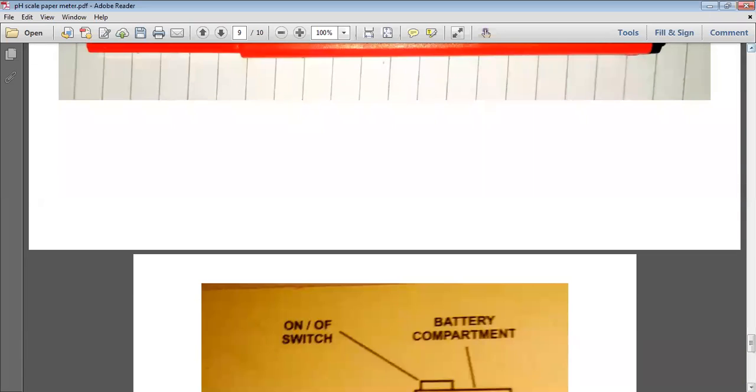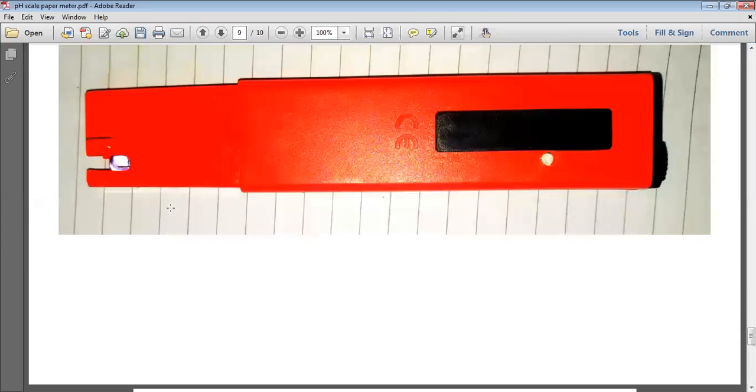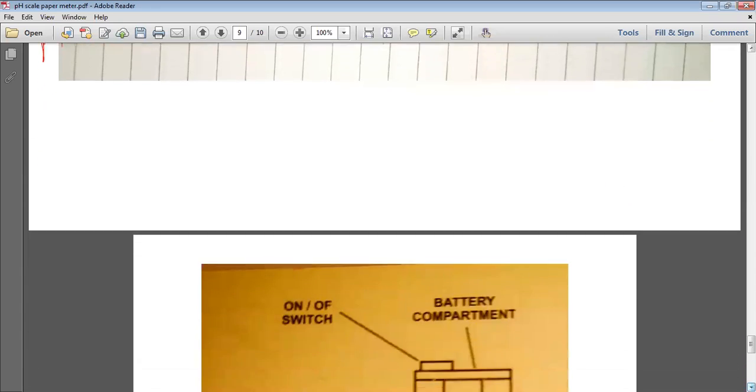You can see that it is the size of the pen. Now this is the bulb that measures. When we remove the black cover, this is the bulb that actually measures the pH. And pH is noted into the reading, my dear students.